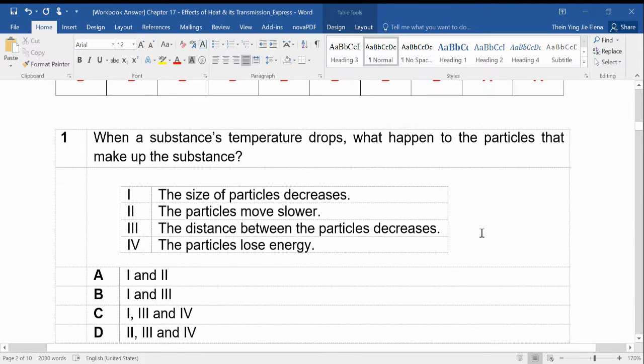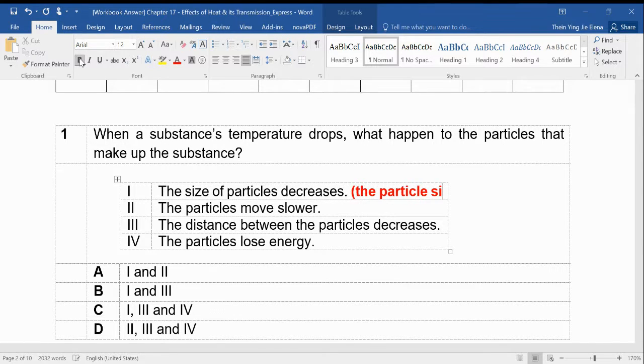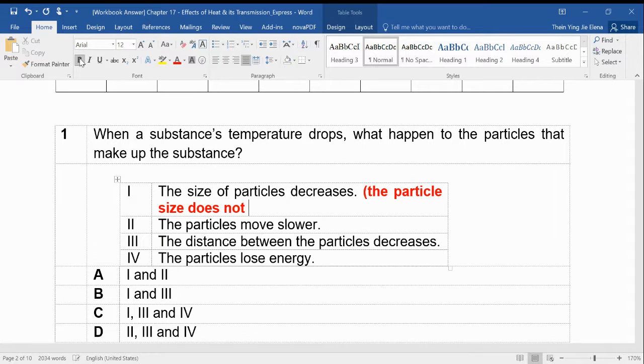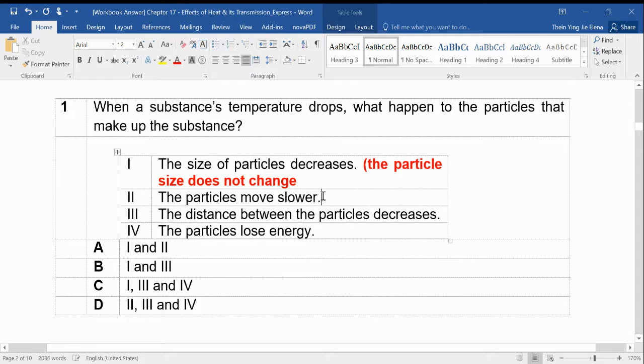For question 1, when a substance's temperature drops, what happens to the particles? The size of the particles does not decrease. Even when the temperature increases, the particle size will not change. If you need to, you can just write a note here for yourself. Particle size does not change. There's less heat energy, so the particles will move slower. So this is true.